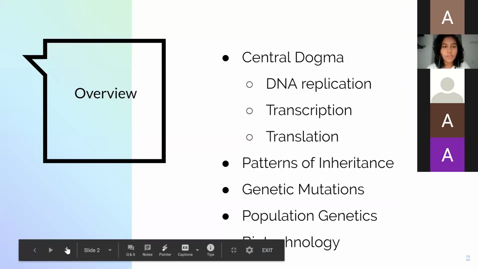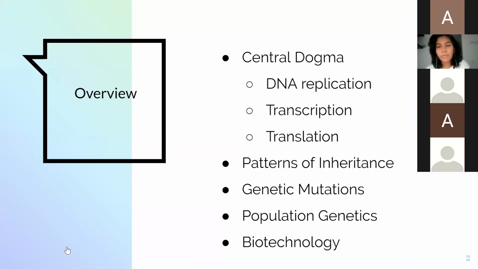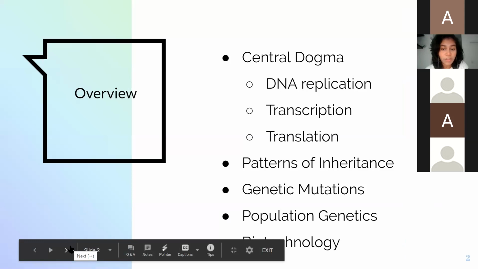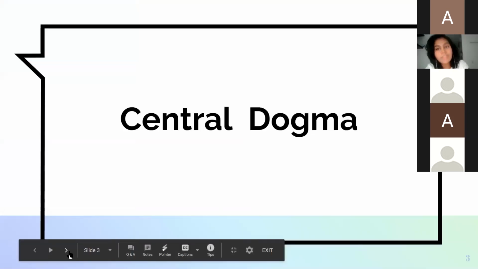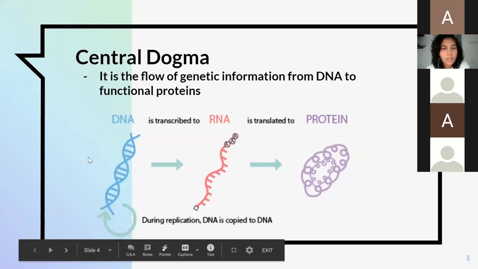This is the overview of what we're going to go through: central dogma, DNA replication, inheritance, mutations, population genetics. And I know you guys still haven't started biotechnology, because I believe we'll be starting next week. But if you want, we can have a quick run through of it so you are prepared for the content next week. So central dogma. This is probably the meat of the recording and the lecture. So let's get to it.